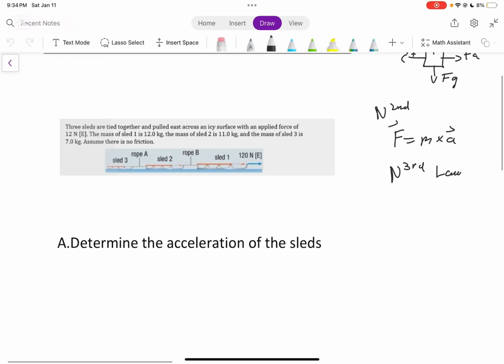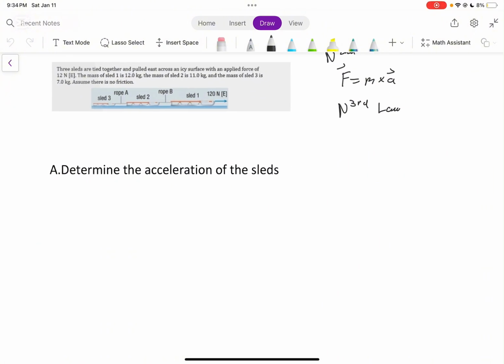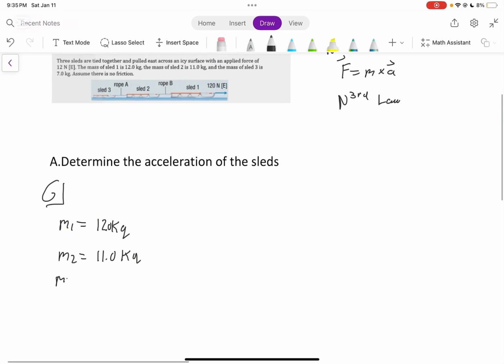Okay, with this question, there's a few things we have to take into consideration to actually tackle what we're doing here. The question asks us to determine the acceleration on all the sleds. So let's first get our givens down. We know that M1, so mass 1, will simply be 12 kilograms. M2 will be 11.0 kilograms. Pardon me, I forgot the .0 here. And mass 3 will be 7.0 kilograms.